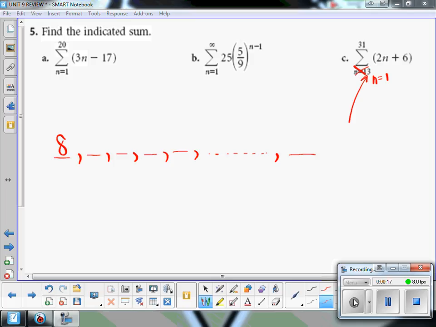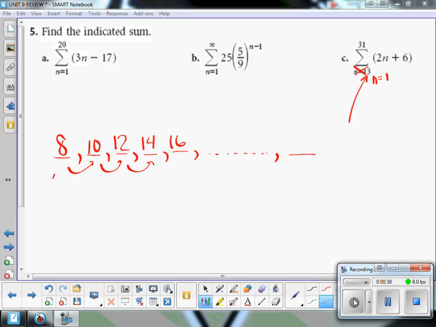What would you get when you plug in 2? 2 times 2 plus 6. 10. Plug in 3 times 2 plus 6. 12. So do you have the pattern? What's going on here? What do you think is next? 14, and then 16, and so on.